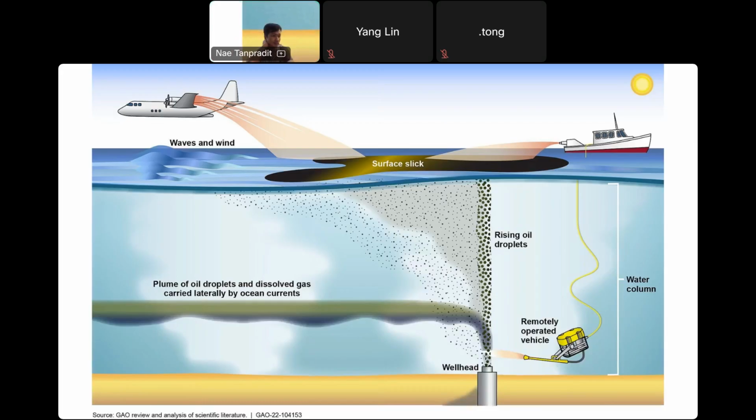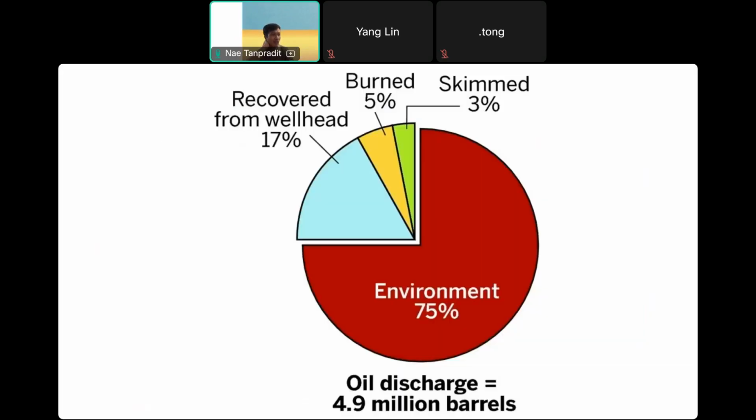Okay, this is how they are solving the problem: by gathering the oil spill by ship, by plane, and by putting some chemicals to make it sink and to seal where it was spilled.